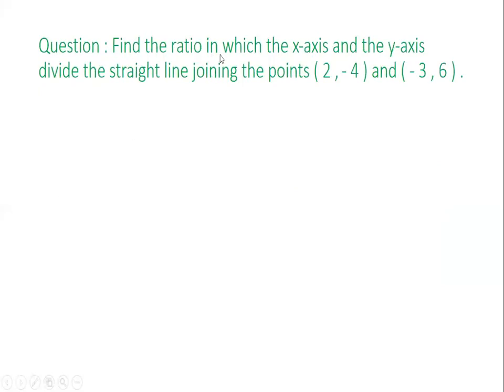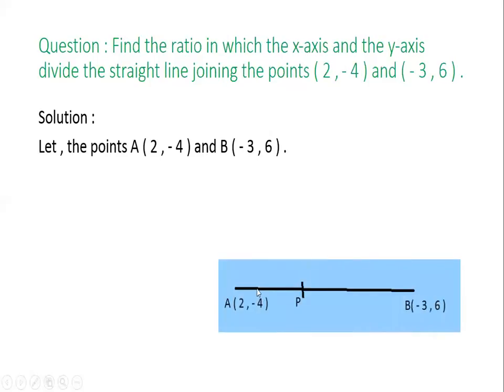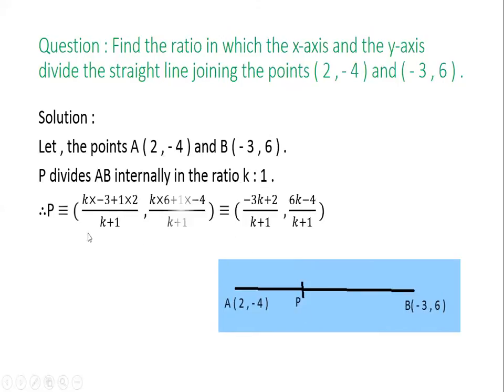Find the ratio in which the x-axis and the y-axis divide the straight line joining the points (2, -4) and (-3, 6). The points are A (2, -4) and B (-3, 6). At first, we draw the figure. P divides AB internally in the ratio K:1. So the coordinate of P equals ((K into -3 plus 1 into 2) by (K plus 1), (K into 6 plus 1 into -4) by (K plus 1)), using the internal division formula.